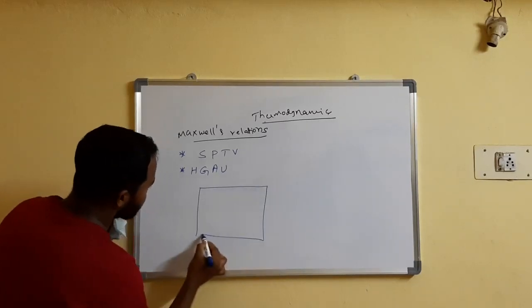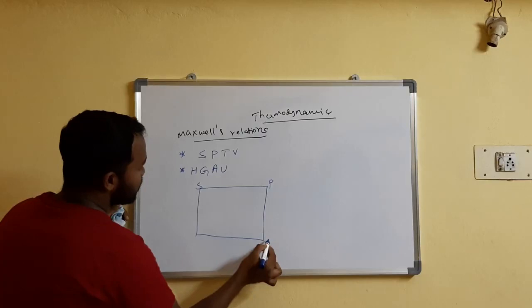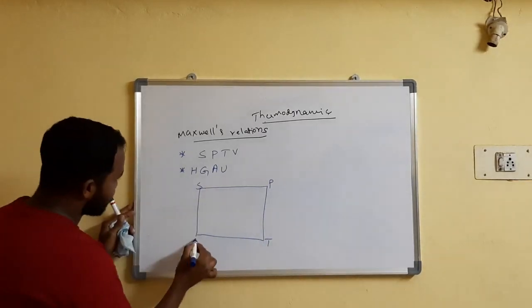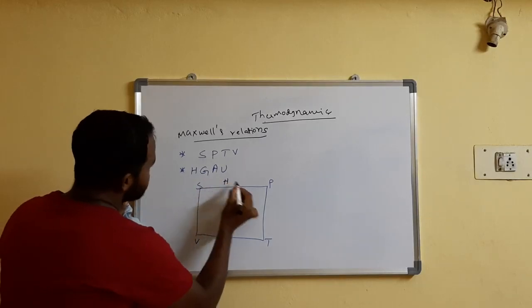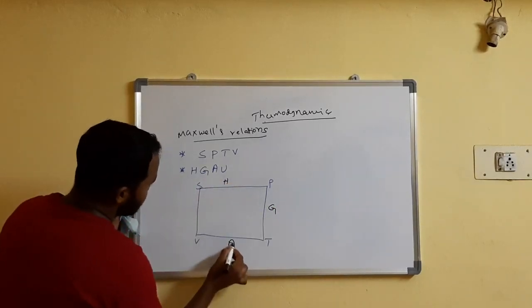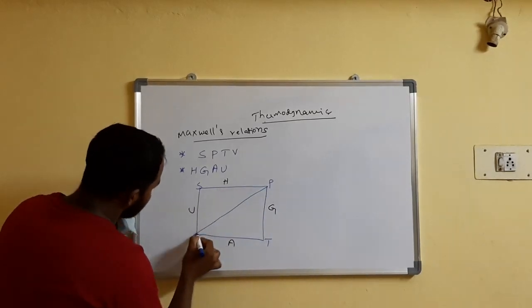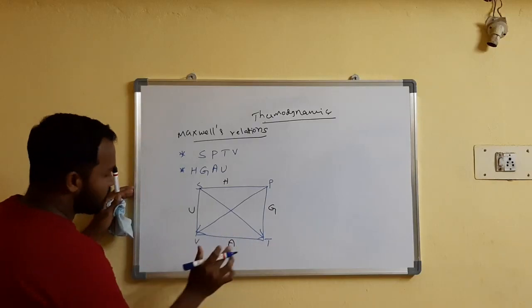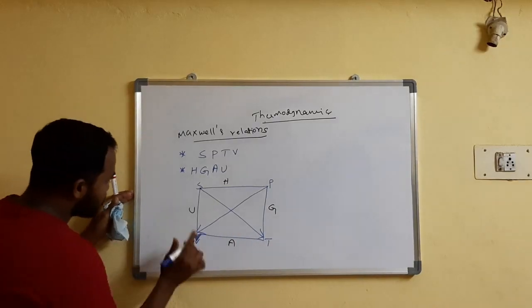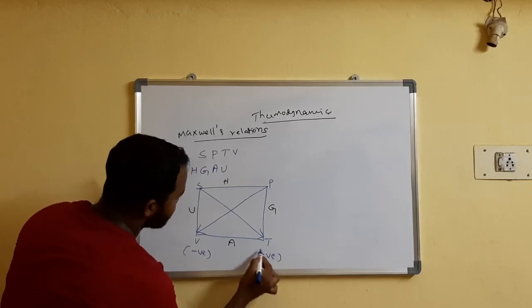write a square box. In that you start with S, then P, then T, then V, right? And what is in between there? H, G, A, and U. So from this you need to write like this. Just remember, friends, where the arrow ends, just keep a negative symbol here and keep a negative symbol here.